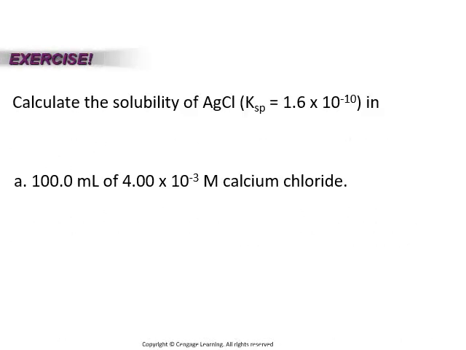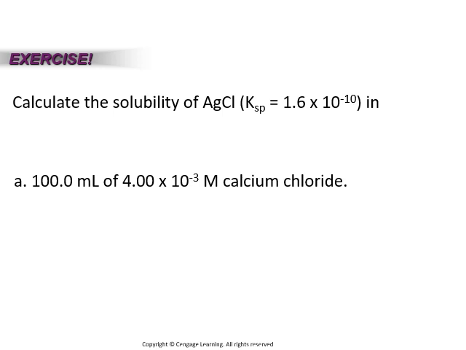Find the solubility of AgCl with a KSP value if you already have some of the chloride present. If we just had this as a problem, we did earlier, way back at the beginning of the slideshow, and we came up with x squared equals 1.6 times 10 to the minus 10th. When we solved for x, we got 1.3 times 10 to the minus 5th.